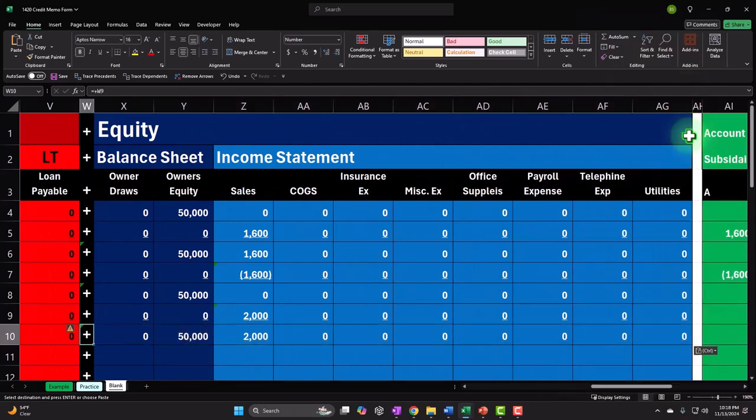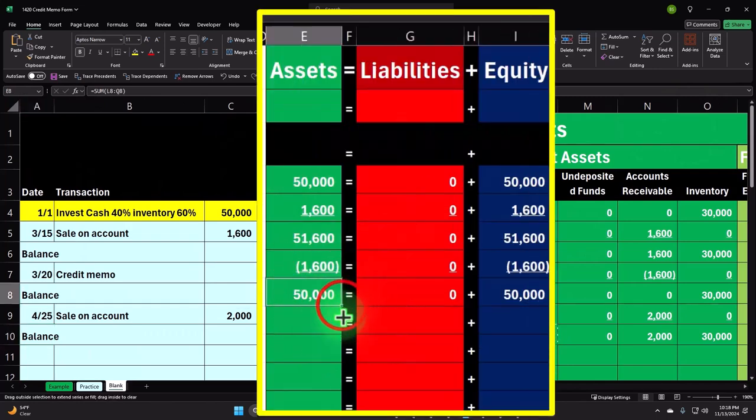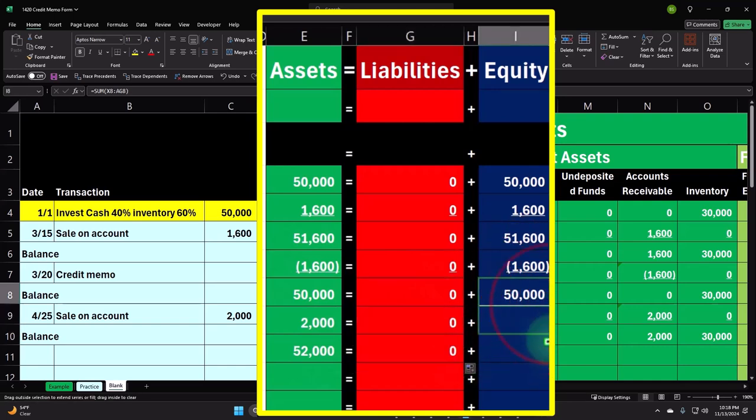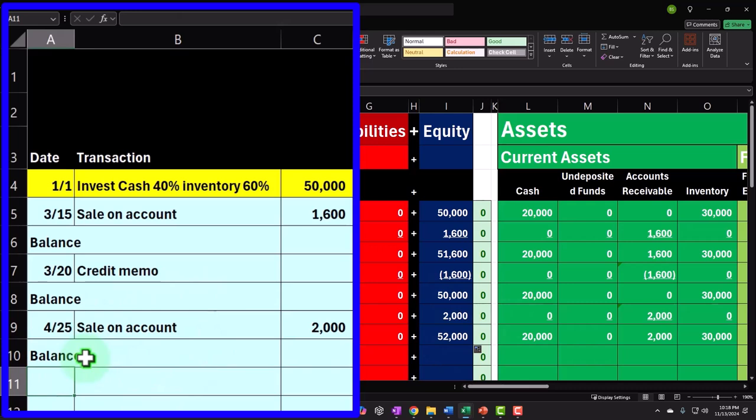Okay. And then we'll copy down our totals. So the 50,000 is going up on the assets by the 2,000 in accounts receivable. No impact on the liabilities. The equity is going up by the revenue for the invoice of the 2,000. And then we're like, that's good.